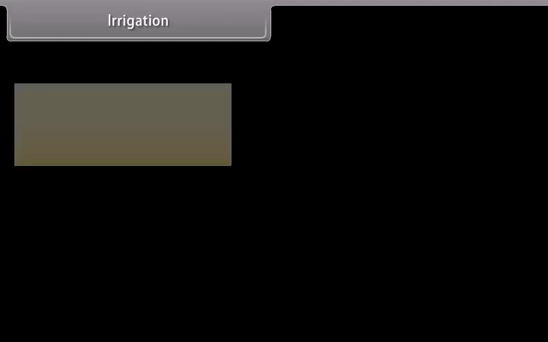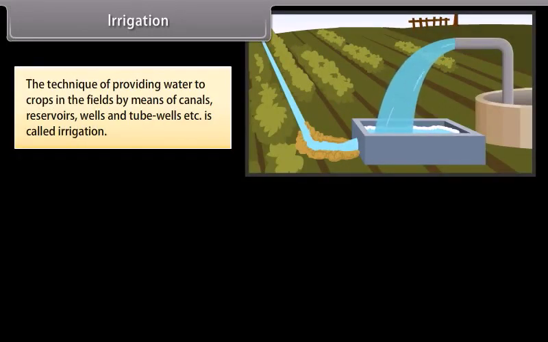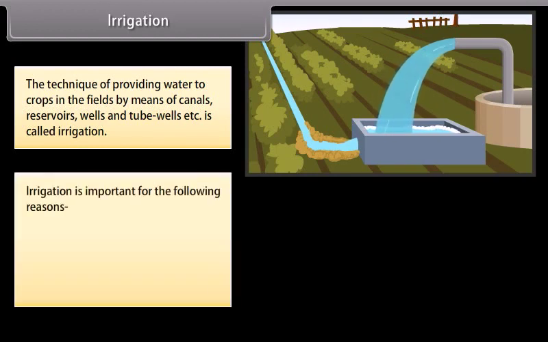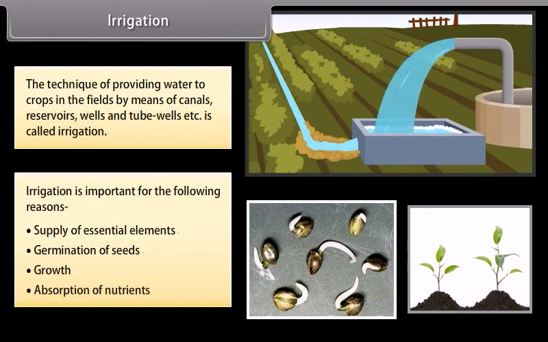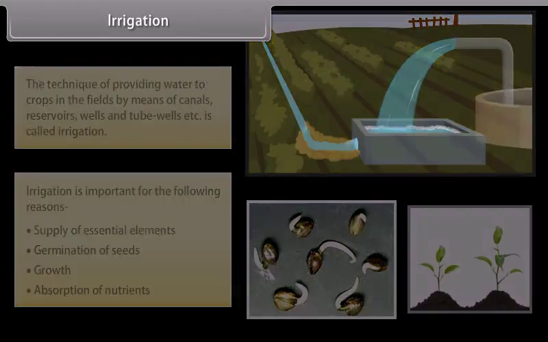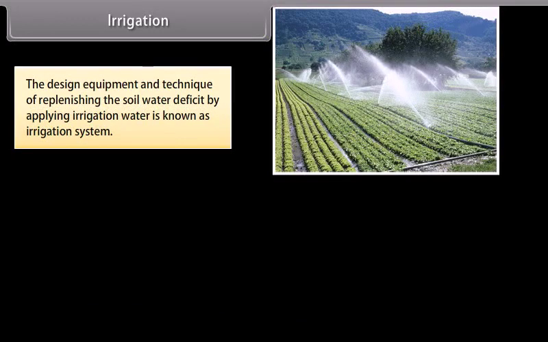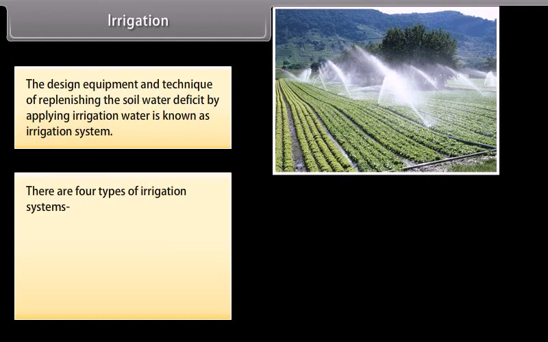Irrigation. The technique of providing water to crops in the fields by means of canals, reservoirs, wells, and tube wells, etc., is called irrigation. Irrigation is important for the following reasons: supply of essential elements, germination of seeds, growth, absorption of nutrients. The design, equipment, and technique of replenishing the soil water deficit by applying irrigation water is known as irrigation system. There are 4 types of irrigation systems.